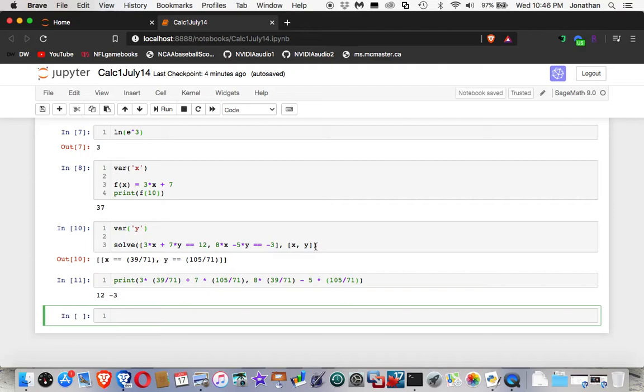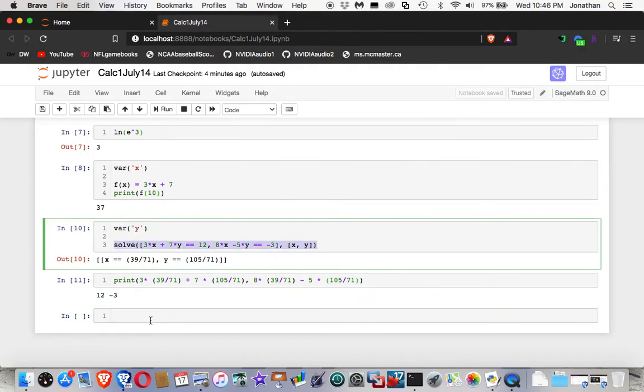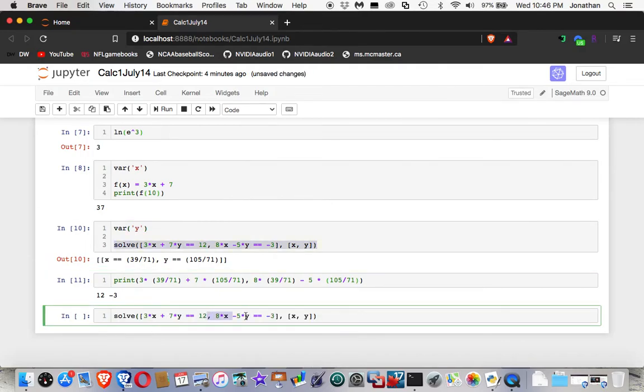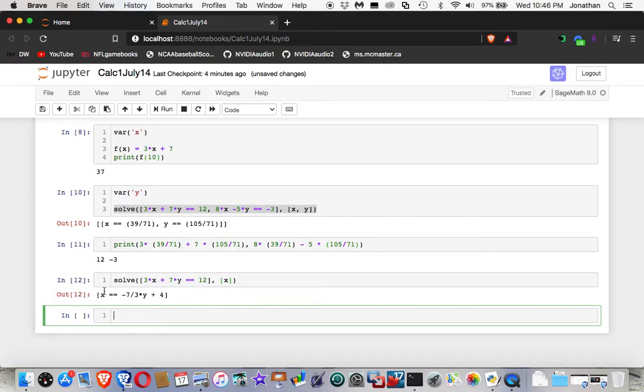If we instead had just one equation, and we wanted to solve it for just one variable, we could solve it for x, which would give us x in terms of y.